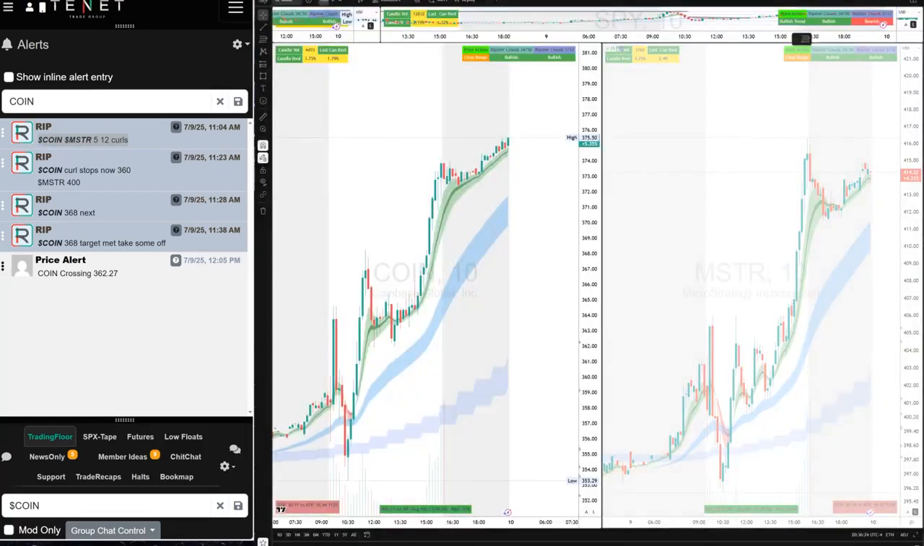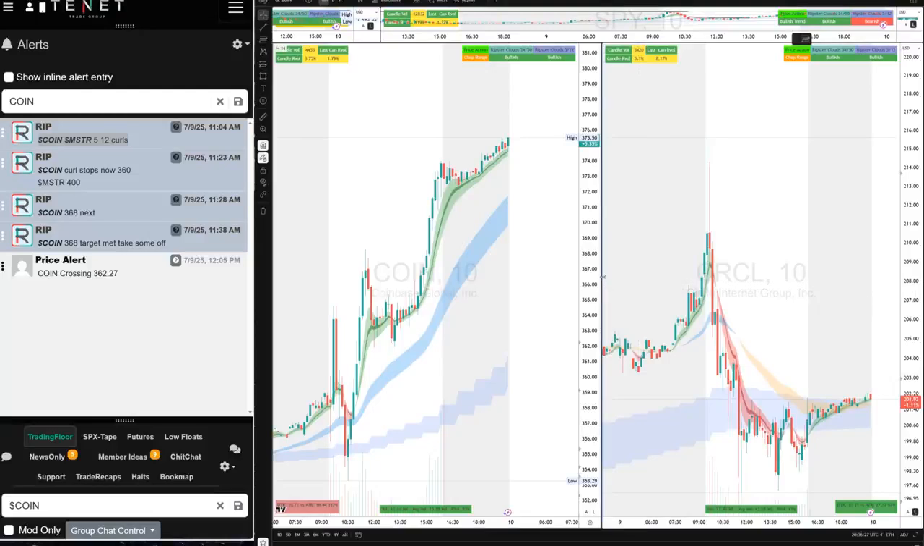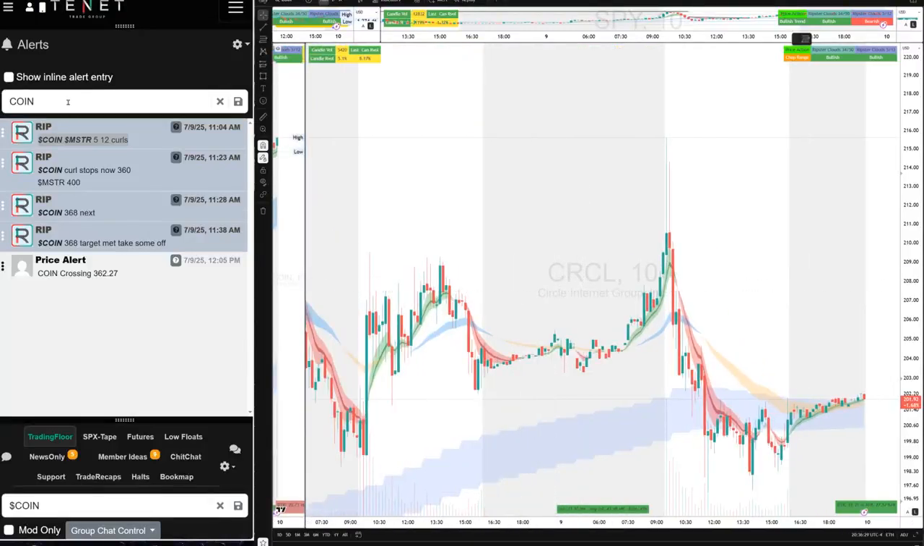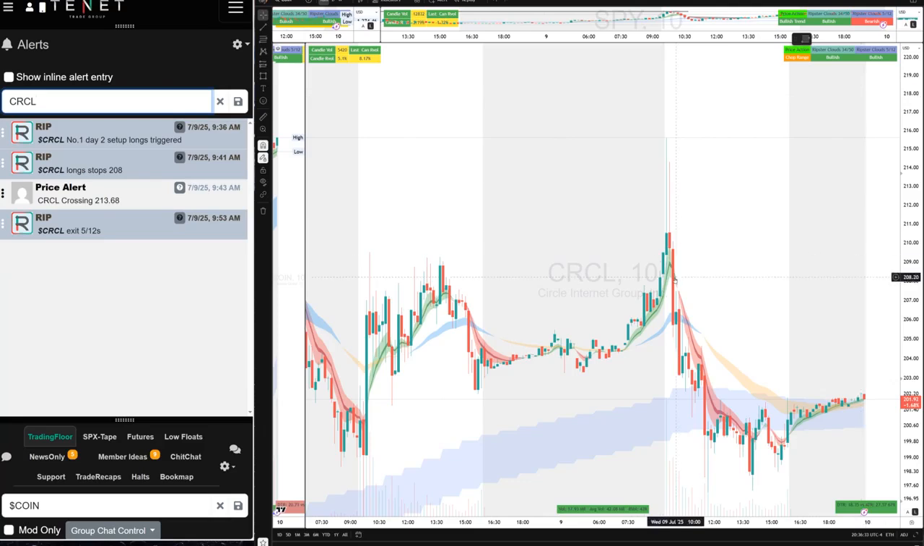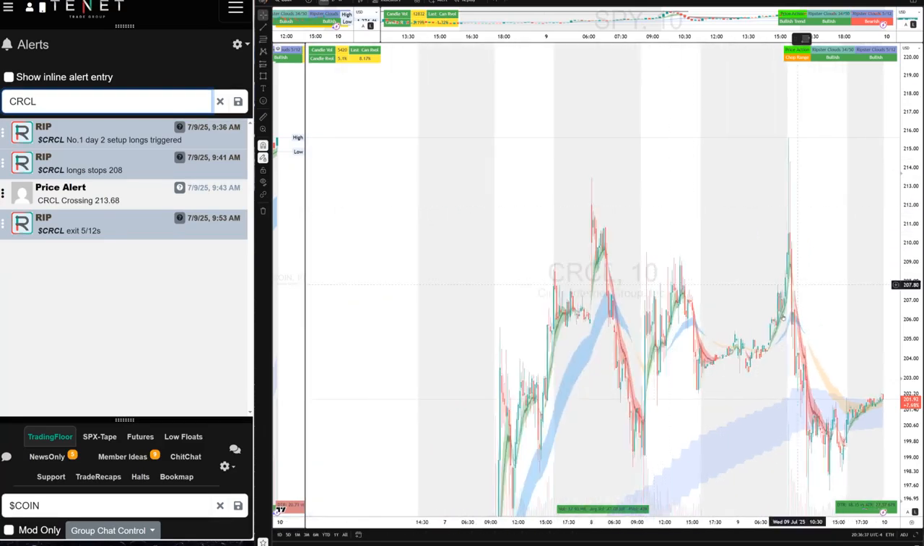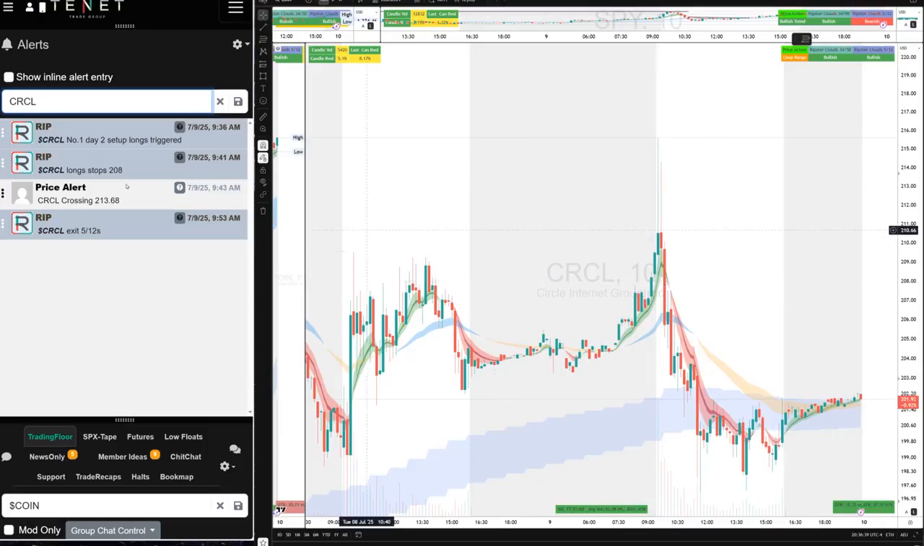Let's look at Circle. Circle long for us did not really work. I mean, it would work. You can say it worked if you were pretty fast, but it stopped us right out. It was a long right out of the gate, pushed to 215, pulled back, we stopped out at 208, took a loss and moved on, right? We had our 208 stops which hit, so a couple of dollars lost there on Circle, because that was the drop. That's why our system helps us to manage those losers.